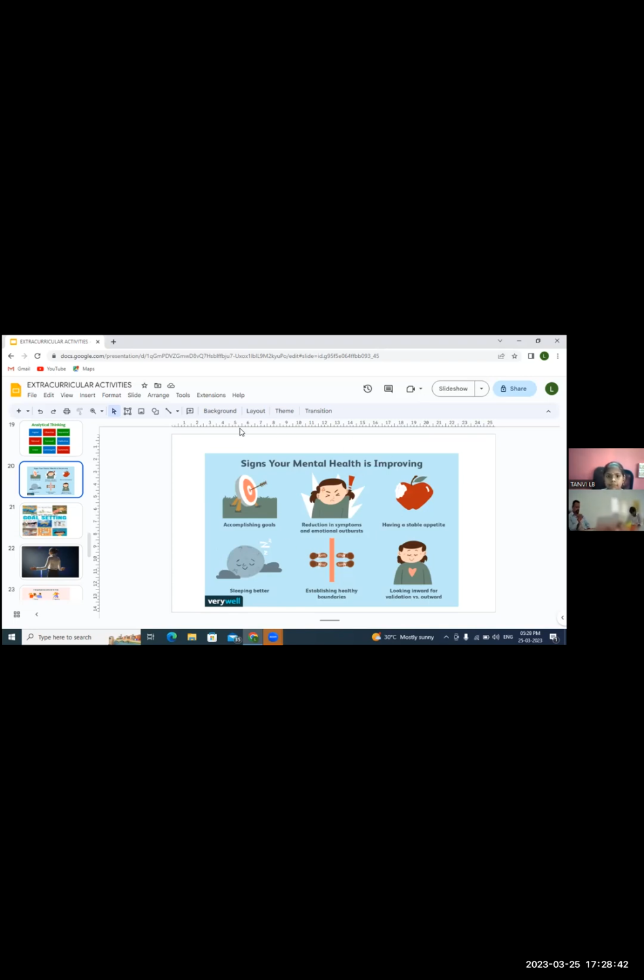Beautiful. What is the meaning of the last picture? Looking inward for validation versus looking outward. That's a very important point. What is your understanding as a teenager about that point? Looking inward for validation. This is for our Rahul. I'll come back to you. You will have to answer this after Tanvi's presentation. After Tanvi's presentation, I will ask questions to you on this presentation. Okay? What is looking inward versus looking outward? What is your understanding, Tanvi?